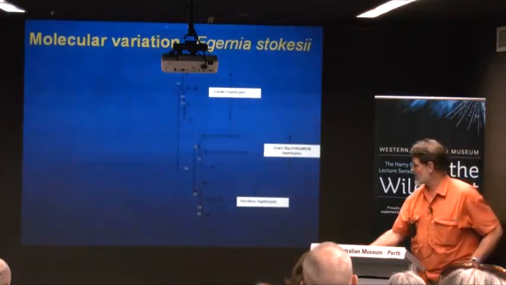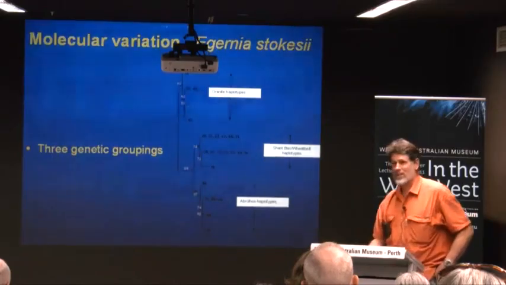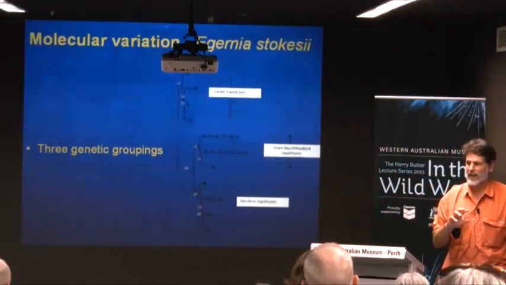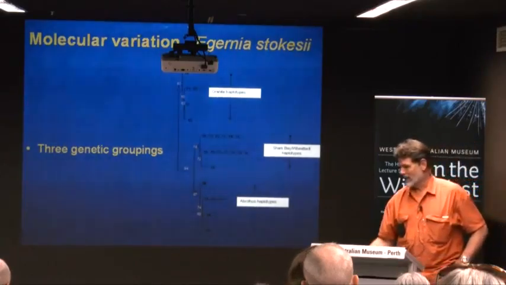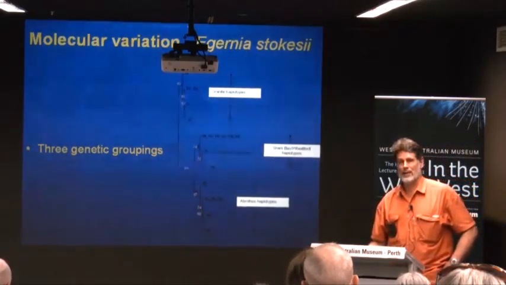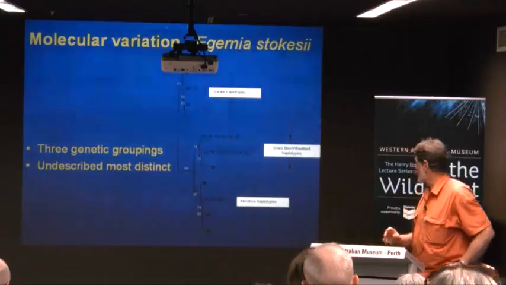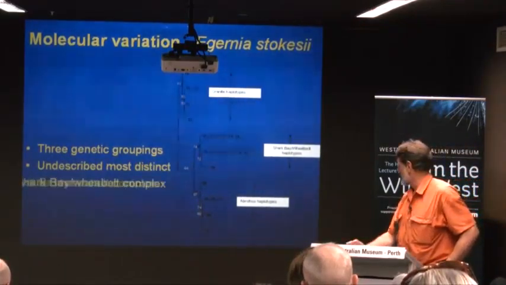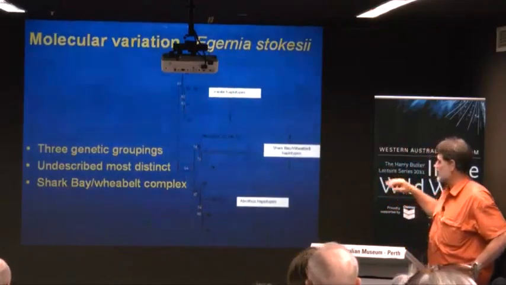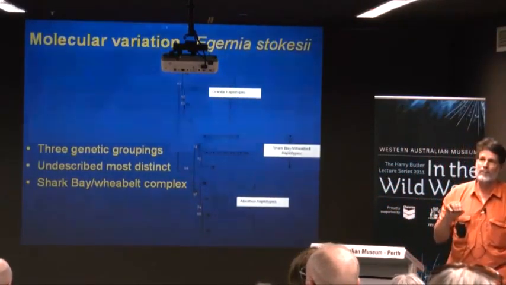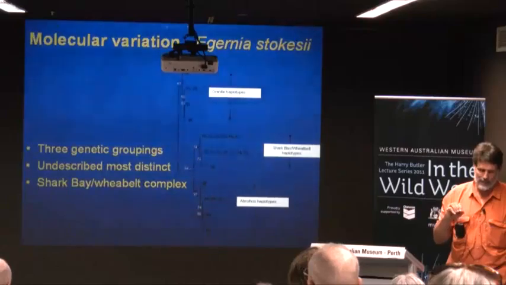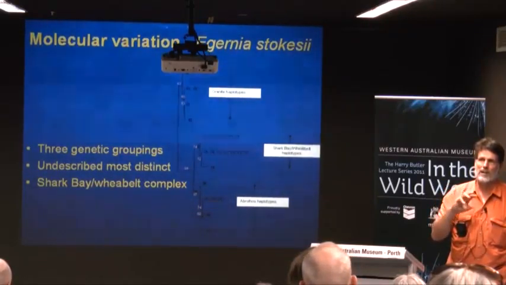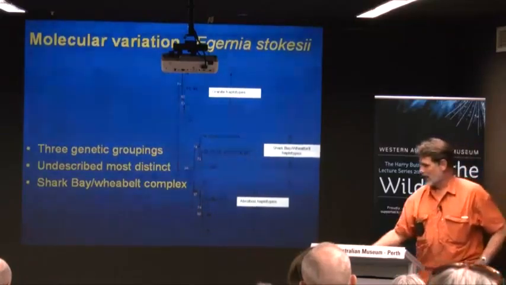But what it does say to us is that there are 3 genetic groupings in a species that had all been called one. And so it now looks as though, very clearly, that the Abrolhos has its own species. The undescribed one, the black one from the granites on the mainland, is the most distinct, and there is still an interesting complex dealing with the Shark Bay forms. But what excites me is, in fact, that the Abrolhos ones are now endemic. In other words, it's a species that's only found on the Abrolhos.